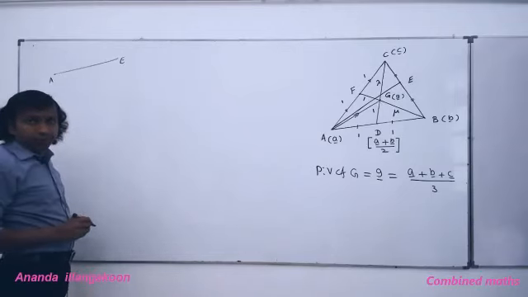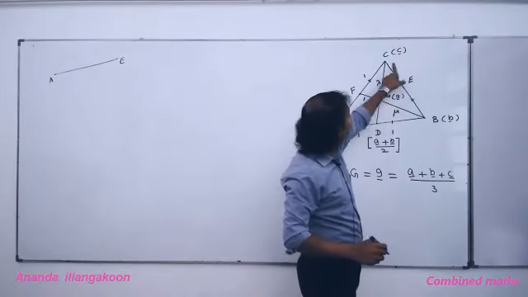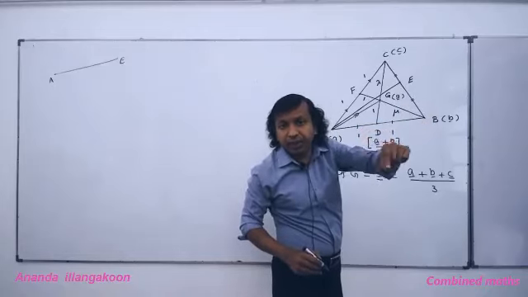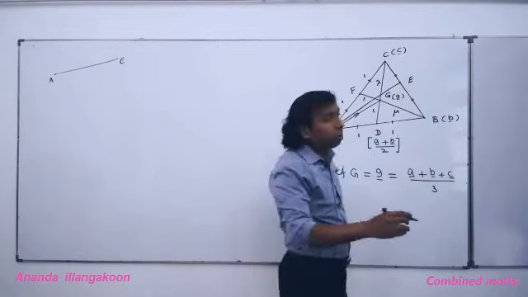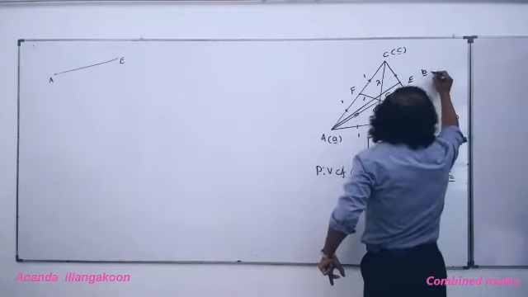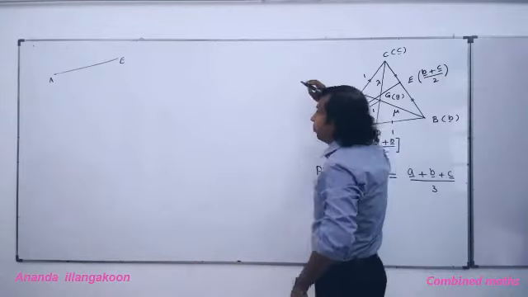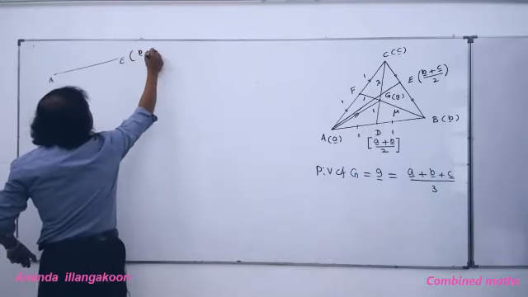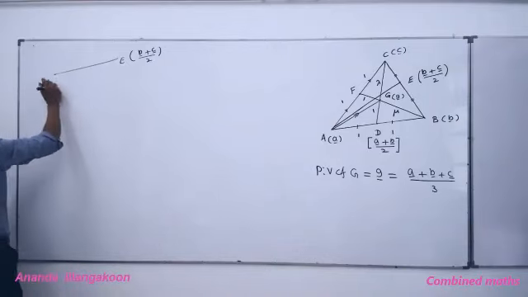What is the position vector of E, people? Since it is the midpoint of the BC line, you know how to take the position vector of a midpoint: add the position vectors of the end points and divide by 2, no? B plus C by 2 is the position vector of E. The position vector of A, we know, people, is simply A.